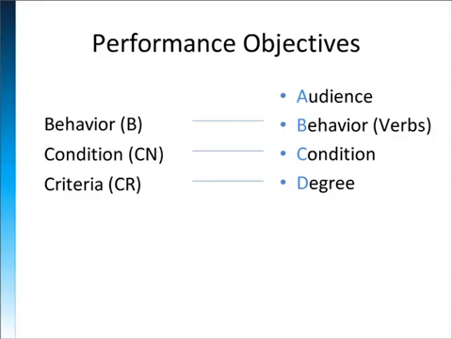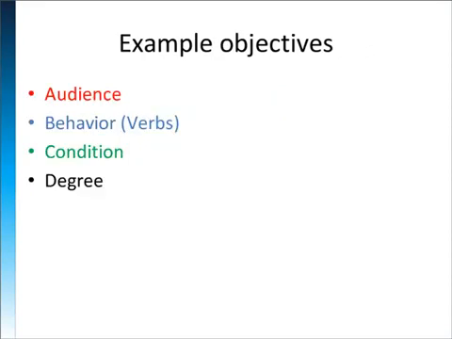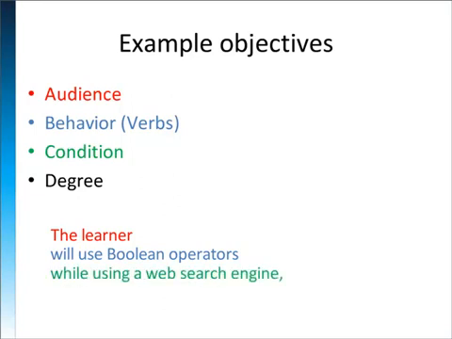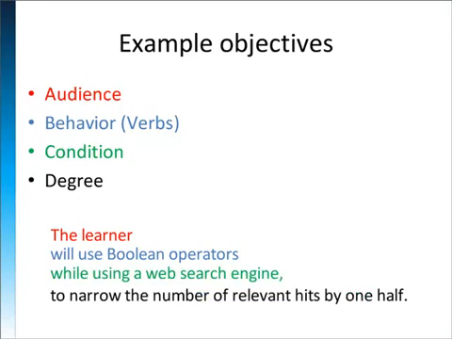This may make more sense if we use an example. Let's color code our subcomponents and the example so we can look at these individually and easily map the parts of the objective. The audience will be red, behaviors blue, conditions green, and the degree just black. So here's an example. The learner will use Boolean operators while using a web search engine to narrow the number of relevant hits by 1/2.